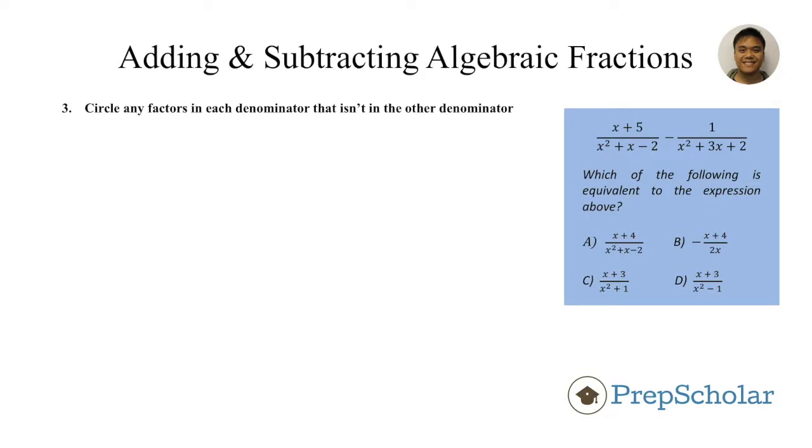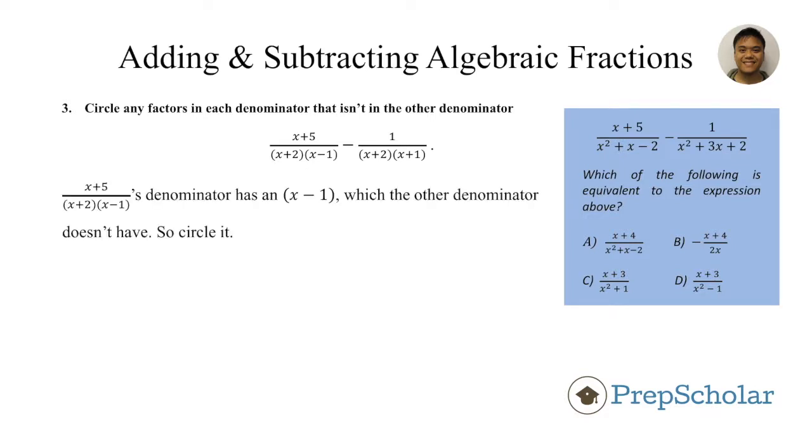Now we're going to do the hard thing. We're going to circle any factors in each denominator that isn't in the other denominator. So here's what we had. We're going to start with the first fraction, x plus 5 over x plus 2, x minus 1. The denominator of that fraction has an x minus 1, but the second fraction doesn't have an x minus 1. So we should circle that x minus 1, and we'll draw it down here.